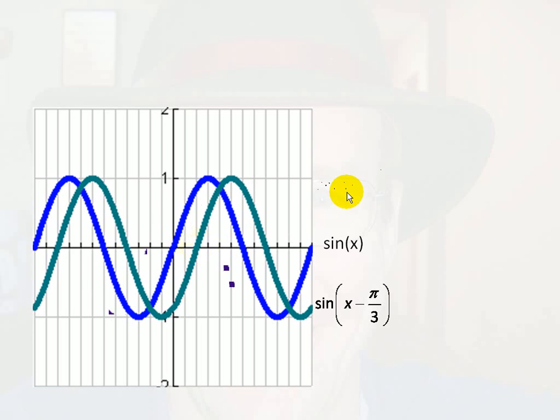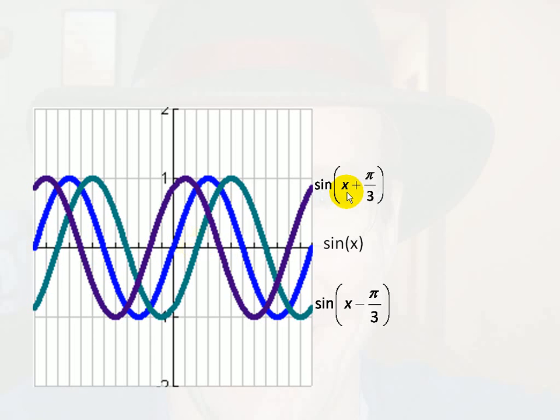Now let's look at a third shift here, the sine of x plus pi over 3. Now this is a shift to the left, and once again notice this purple. We started off here with the basic sine graph, and now notice it's been moved over 2 units to the left. Now it's at -pi over 3. So it did cross at 0, now it's crossing at -pi over 3. And this is the basic horizontal shift.